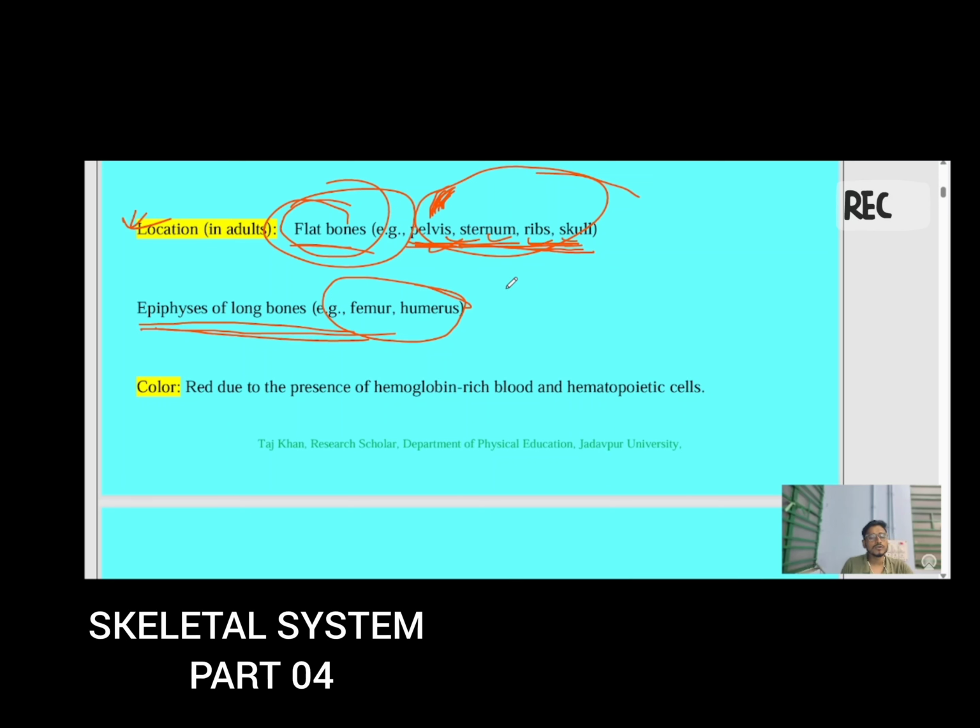Red bone marrow is red. Red blood cell means it is red. In the presence of hemoglobin-rich blood, as we read in class 9 or 10, we learned why blood is red: due to the hemoglobin-rich blood and hematopoietic cells. That means it is due to the red blood cells and the hematopoietic cells.